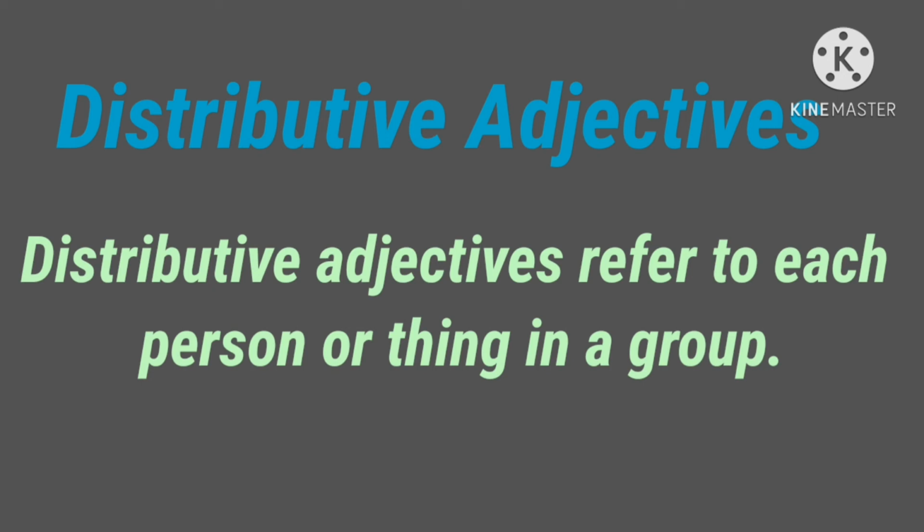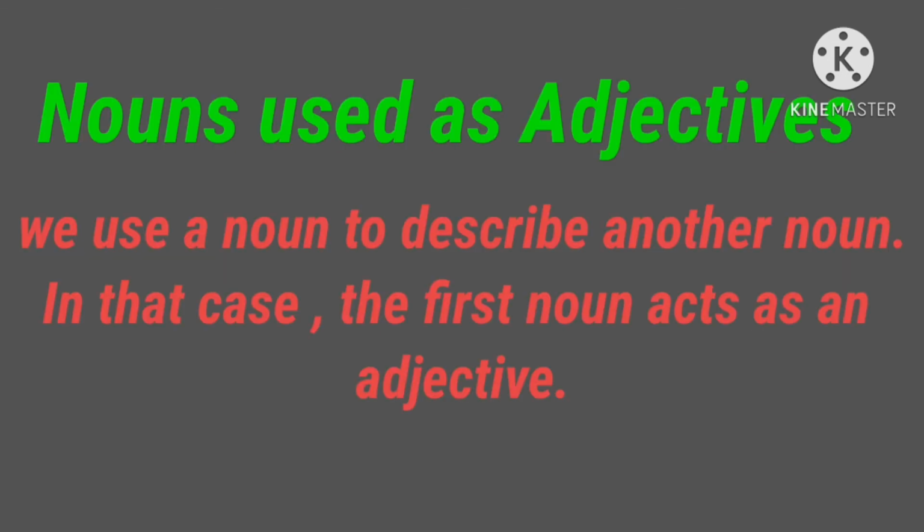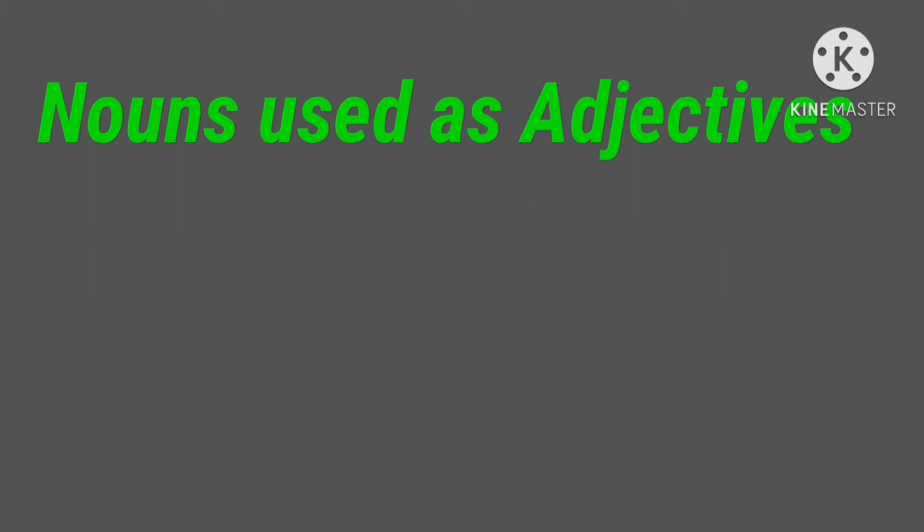Distributive adjectives refer to each person or thing in a group. Next, nouns used as adjectives. Common nouns are often used as adjectives. We use a noun to describe another noun. In that case, the first noun acts as an adjective.